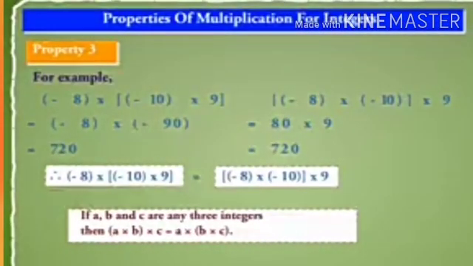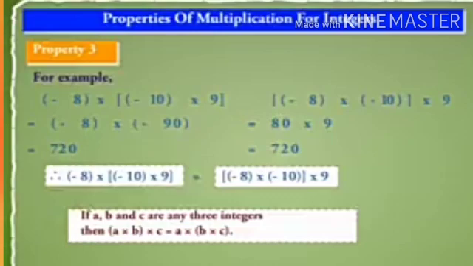Here the next property is associative property. Let us multiply any three integers by taking them in different groups and see whether the product in each case is same. For example, minus 8, minus 10 and 9 are three integers. By taking them in different groups, we can check whether the product in each case is same. First case is minus 8 into minus 10 into 9. Here minus 10 and 9 are grouped together. Therefore, the result is 720.